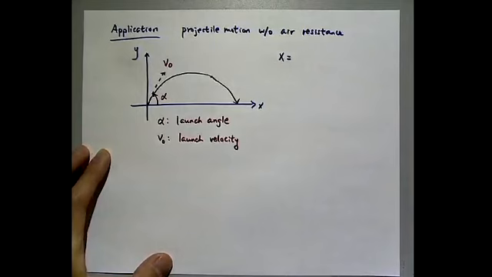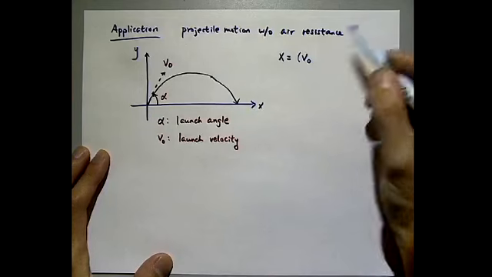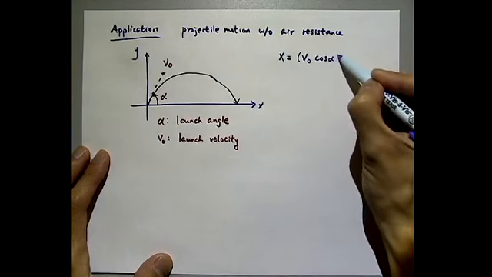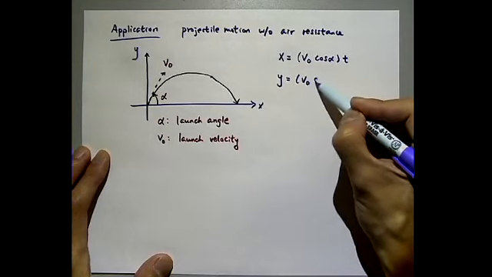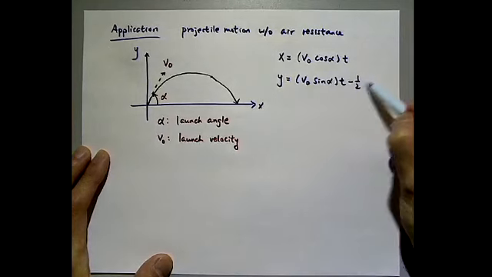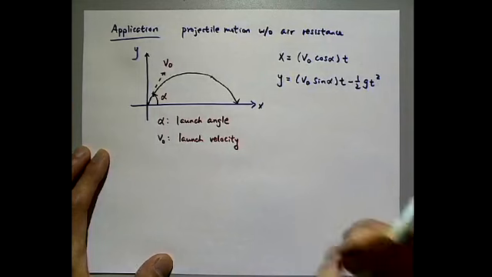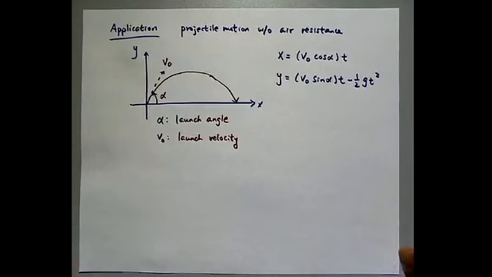And now here are the equations that will describe the motion. x is v sub zero times cosine alpha times t, and y is the same thing with a sine instead, times t minus 1/2 g t squared. So you get this set of equations by applying Newton's second law, and then you integrate from acceleration back to the position.